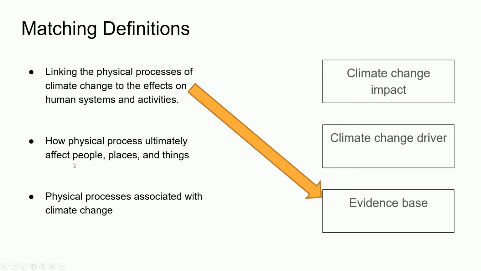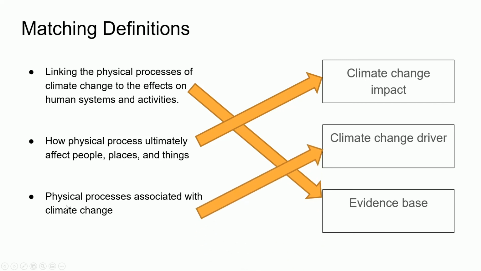Next, we've got how physical processes ultimately affect people, places, and things, and that's our climate change impact. The climate change impact is how physical processes ultimately affect people, places, and things. And then lastly, very obviously, our climate change driver, well, that's a physical process associated with climate change. So, good, we've got 100%.